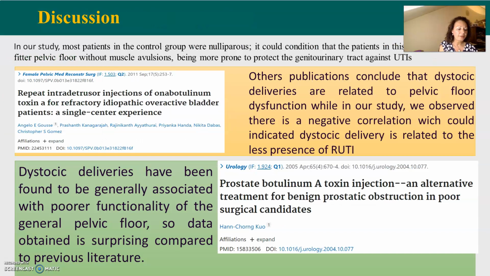In the study of Angelo Gosse, they concluded that dystocic deliveries are related to pelvic floor dysfunction, while in our study we observed a negative correlation, which could indicate dystocic delivery is related with less presence of recurrent urinary tract infection. In a study by Handa, dystocic deliveries have been found to be generally associated with poor functionality of the pelvic floor, so the data obtained is surprising compared to previous literature.